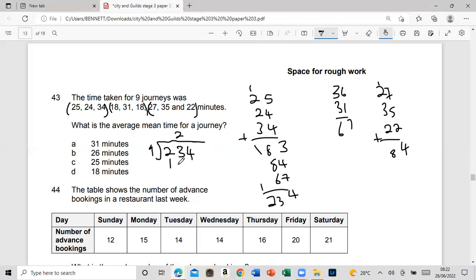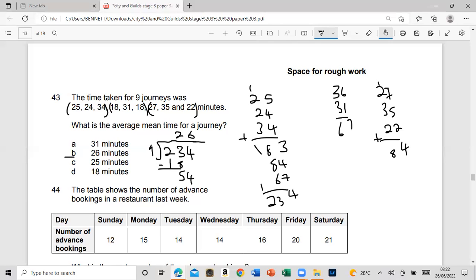Alright, so 9 2s are 18. Subtract 8 from 3, you can't. Borrow 1 to get 13, that leaves 5. Bring down the 4. 9 6s are 54, so that's 26. So that's 26 minutes.